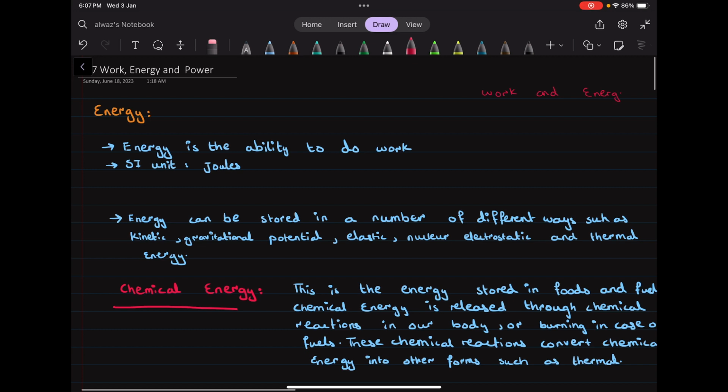These two things are very closely related, and we're going to see how similar they are and how we can use them in questions. So let me give you a basic idea of how they work. The definition of energy is the ability to do work.